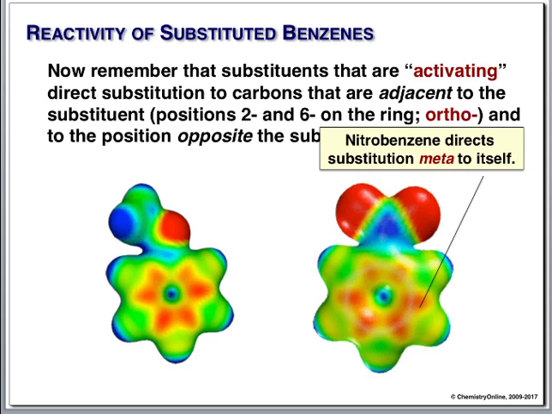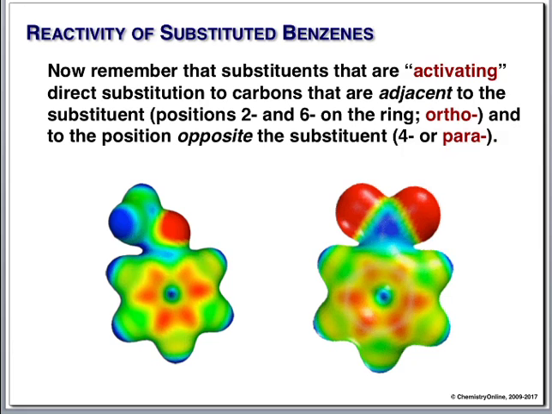Because I expected to see big red blobs here and big blue blobs here. Remember, red means electrons, blue is positive charge. That's what I expected to see. And I didn't. So I was puzzled. And then it occurred to me that I'm asking the wrong question here.